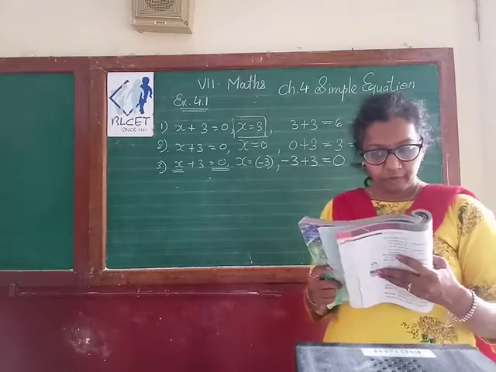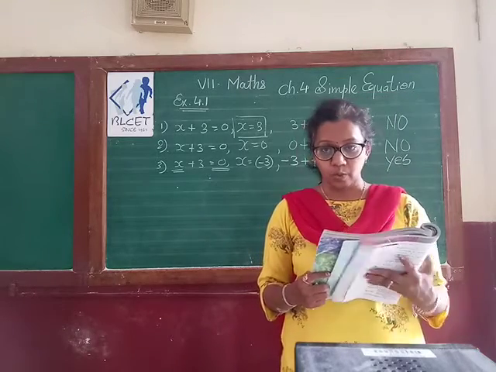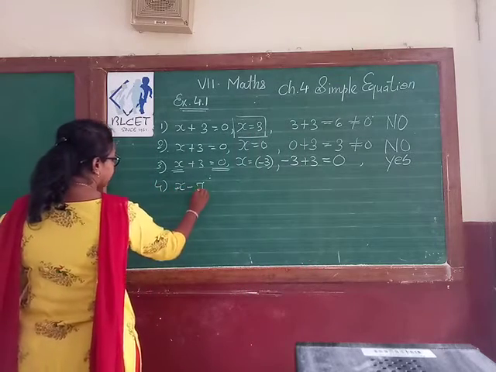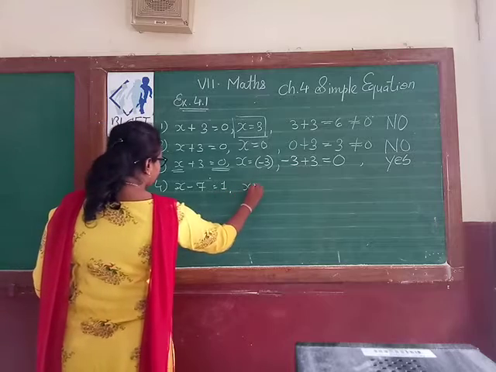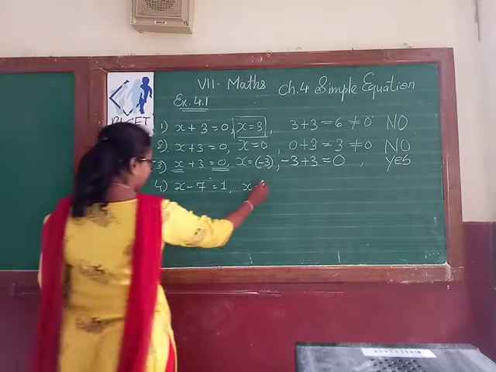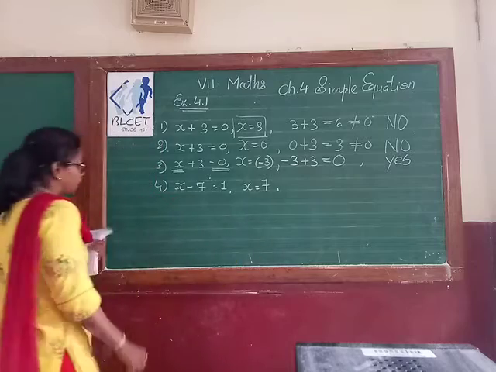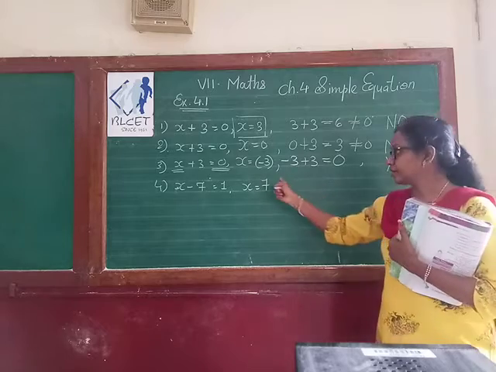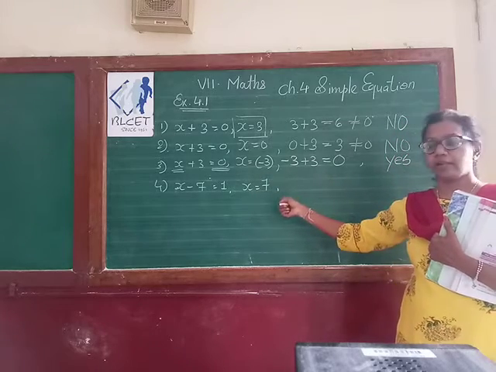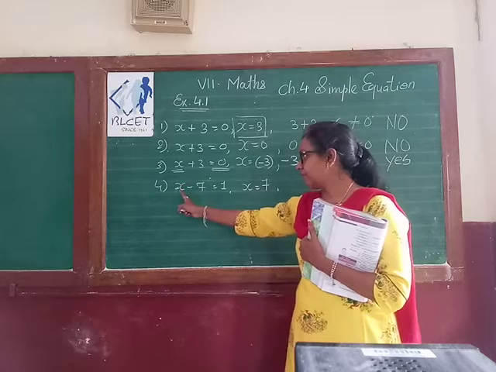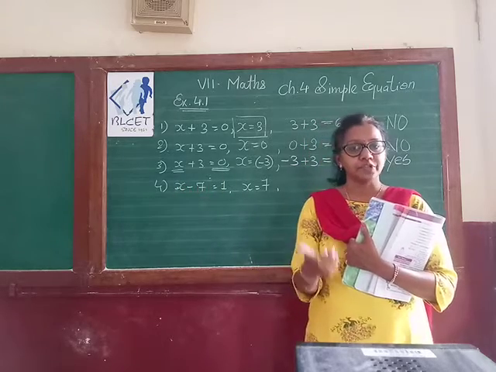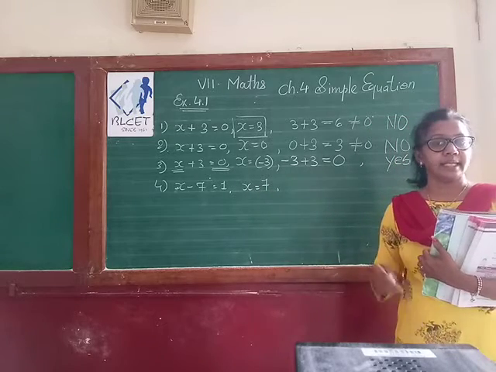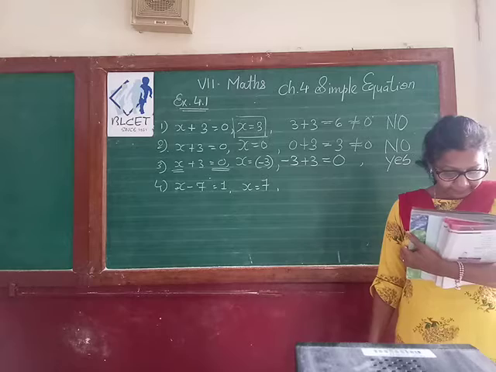In the same way, suppose you have the fourth question, x minus 7 is equal to 1. We have to keep the value of x equal to 7. Now check whether the condition is satisfied for the value x equal to 7. If you keep 7 over here, 7 minus 7 gives you 0, which is not equal to 1. So for x equal to 7, the equation is not satisfied.